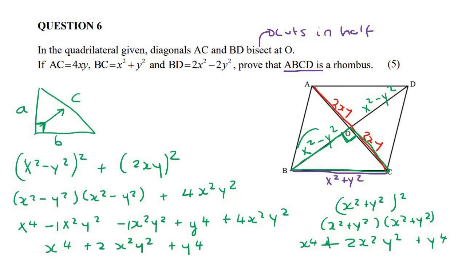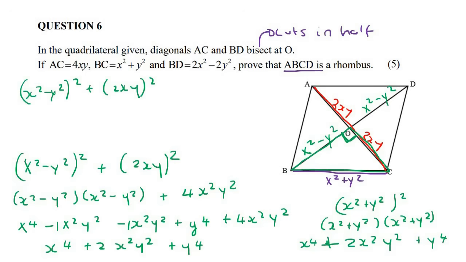Pythagoras says that if you take these two sides, square them and add them, then it should give you the same as this one squared. If that works, then that is Pythagoras, and Pythagoras only works for a 90 degree. So what we can then say is that x squared minus y squared, squared, plus 2xy squared was the same as x squared plus y squared, squared. So we could say, therefore, angle BOC is equal to 90 degrees.